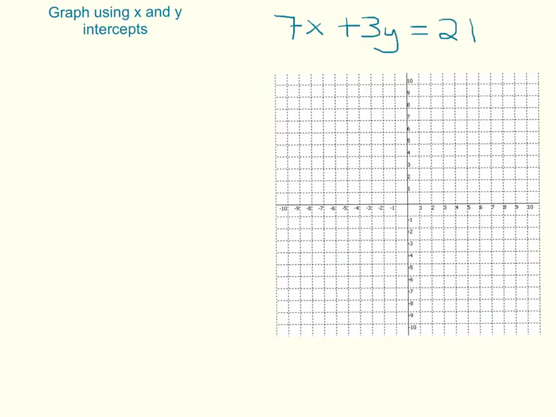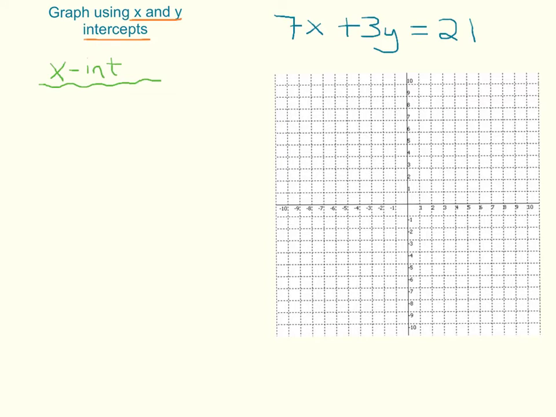Now we're going to graph linear functions that are written in standard form. So, instead of using the y-intercept and the slope, like you would in y equals mx plus b, we're going to graph them using two important points. And that is, we're going to solve for the x and the y intercepts.